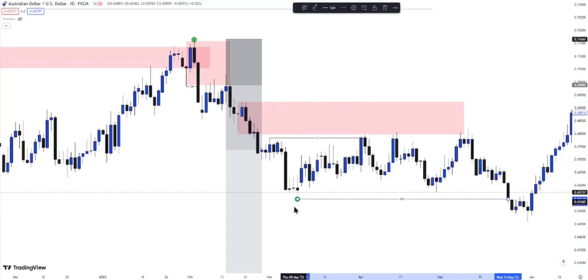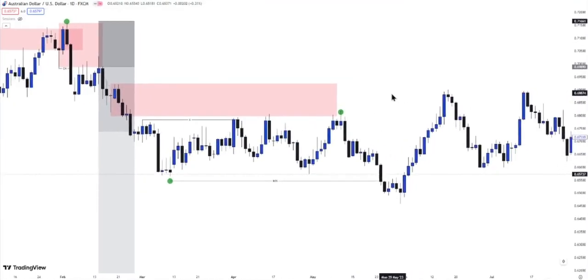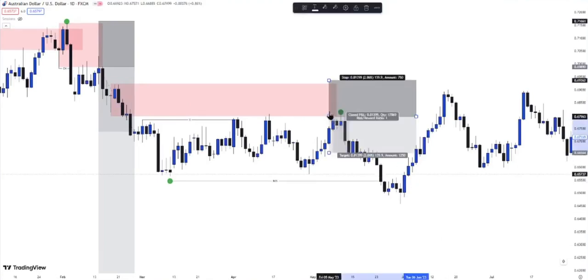Okay? This is your low. And where is the high? Well, the high is here, because it has now taken out structure. This is your internal structure high. So you could have taken advantage of this order flow to enter the market down, to this point. This would have been your entry opportunity.